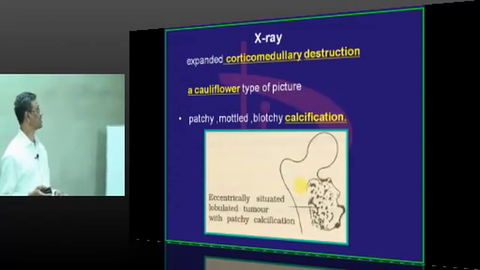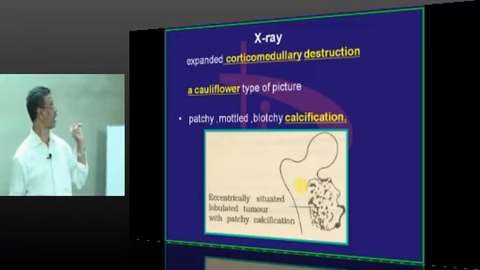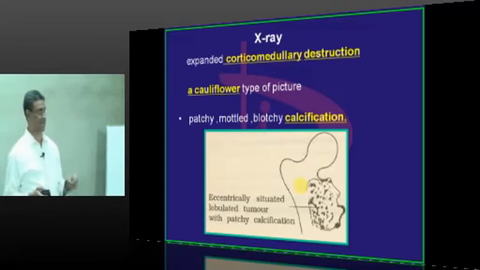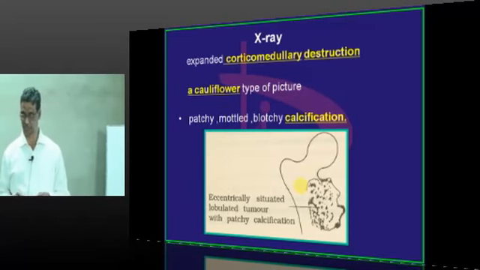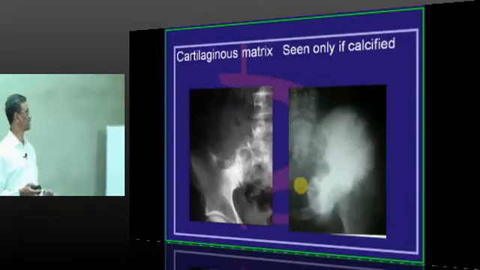So the X-ray picture says it is at the corticomedullary junction. It is expanded, and at the corticomedullary destruction, it will destroy the cortex as well as the medulla in the beginning. Then there is a cauliflower-like appearance, and then a patchy appearance of calcification. Eccentrically situated, lobulated tumor with patchy calcification.